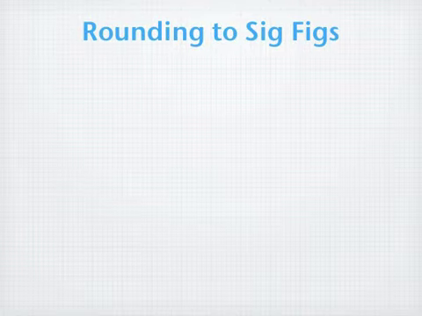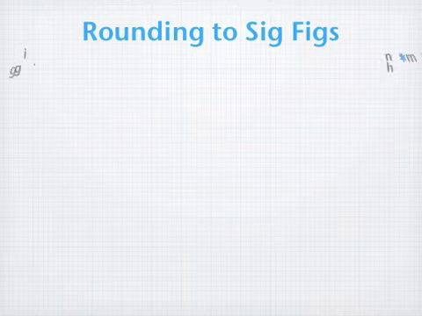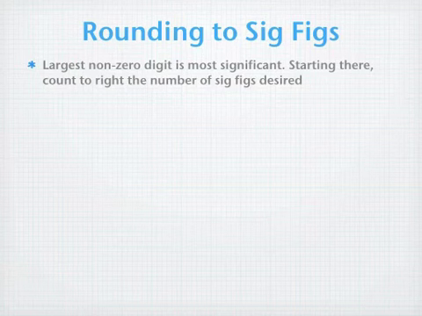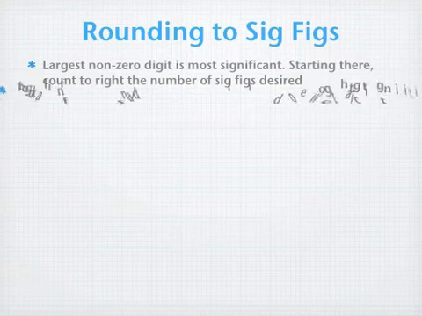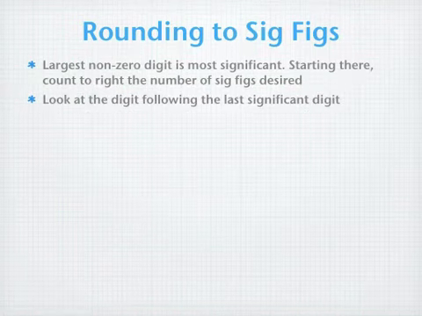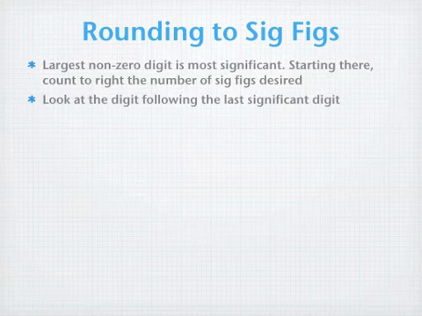Rounding to significant figures is just like rounding in your math class, except we have to know how many significant figures we have. We're going to start with the largest non-zero digit. That's the most significant digit. Starting there, we're going to count to the right the number of significant digits that we want. Look at the digit following that last significant digit.